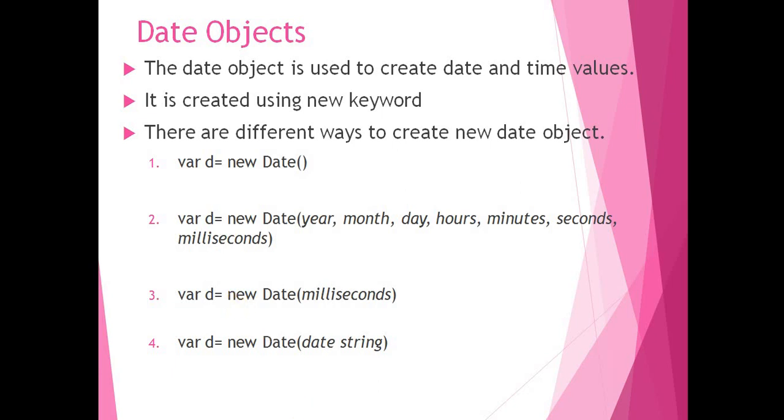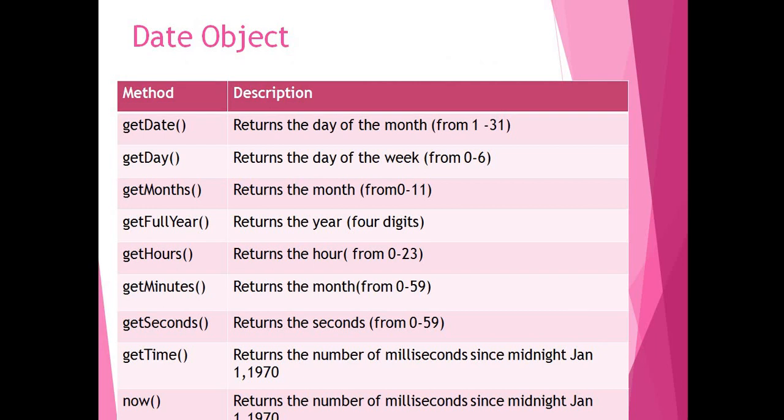Let us have a look at some of the methods of Date. Date object methods basically are divided into 2 parts, get and set. Get is going to return the values of the date. Set is going to set values of the date. So let's see. First one, getDate. It is going to give you the day of the month from 1 to 31. getDay returns the day of the week from 0 to 6, Sunday being 0 and Saturday being 6.